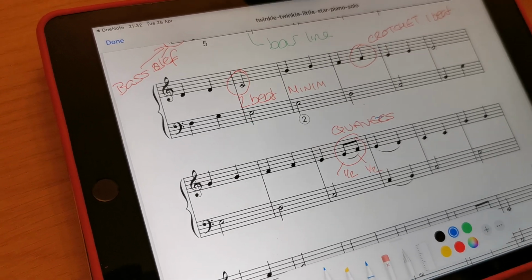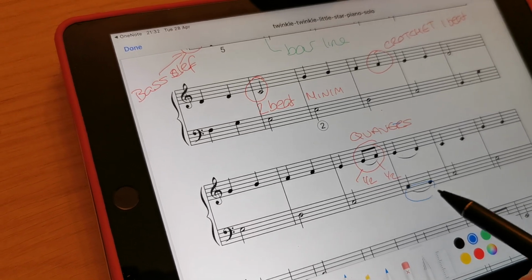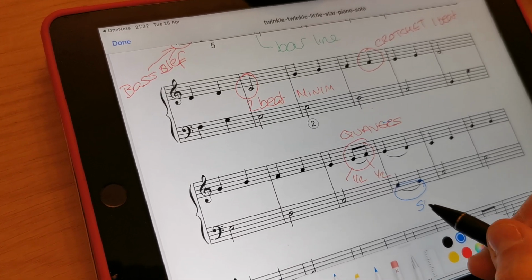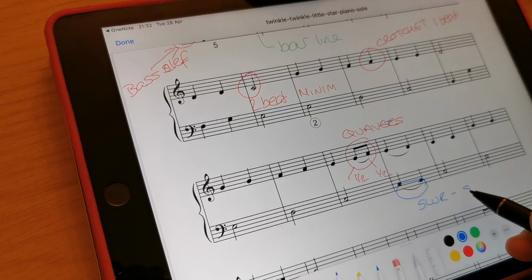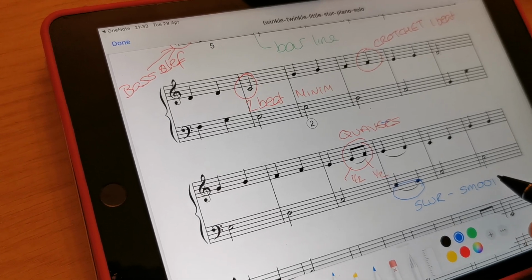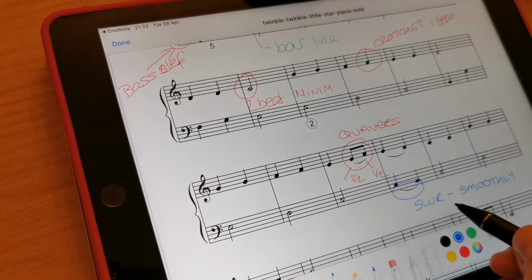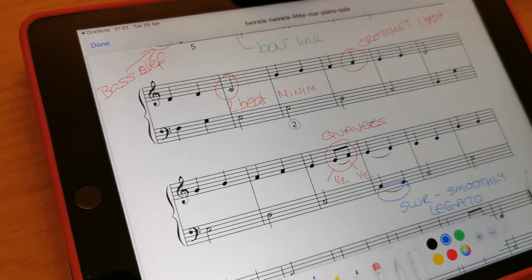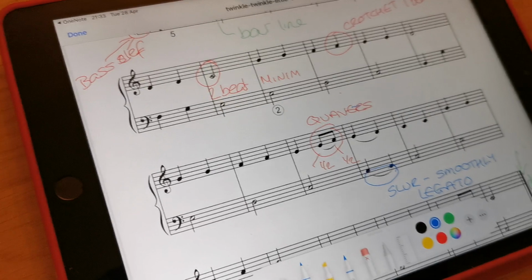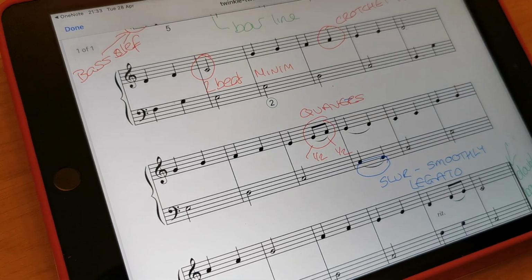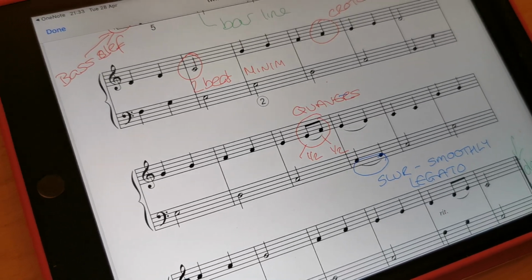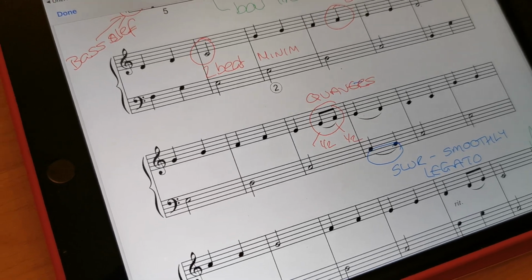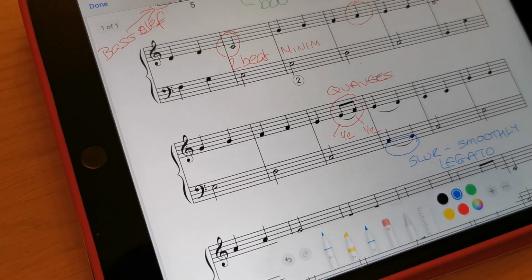Okay. Another thing I might ask you to look for is something like this. This is a slur. It tells us to play the music smoothly. And if we're going to be super musicians, which we are, we're going to use this word, legato. Legato means smooth, but you all know that. The opposite of legato is bouncy. It is staccato. So you all know that as well.